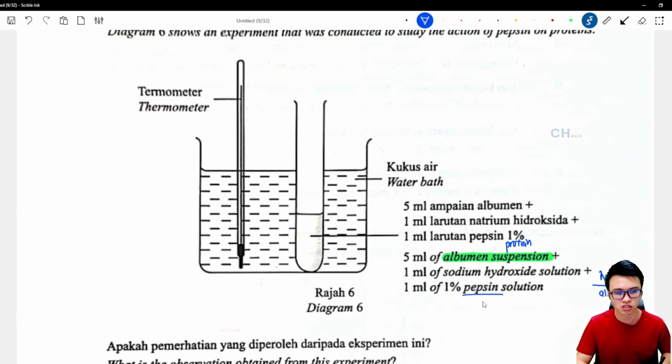And we have the pepsin solution. Now, where can we find the pepsin solution in our human body? It should be in our stomach, correct or not? So our stomach is a very acidic environment, guys, and pepsin works well in this environment. If you suddenly put the pepsin into the alkaline environment, it's not going to work, because the pepsin, the enzyme, is going to be denatured. So once denatured, the albumin cannot be digested by the pepsin.